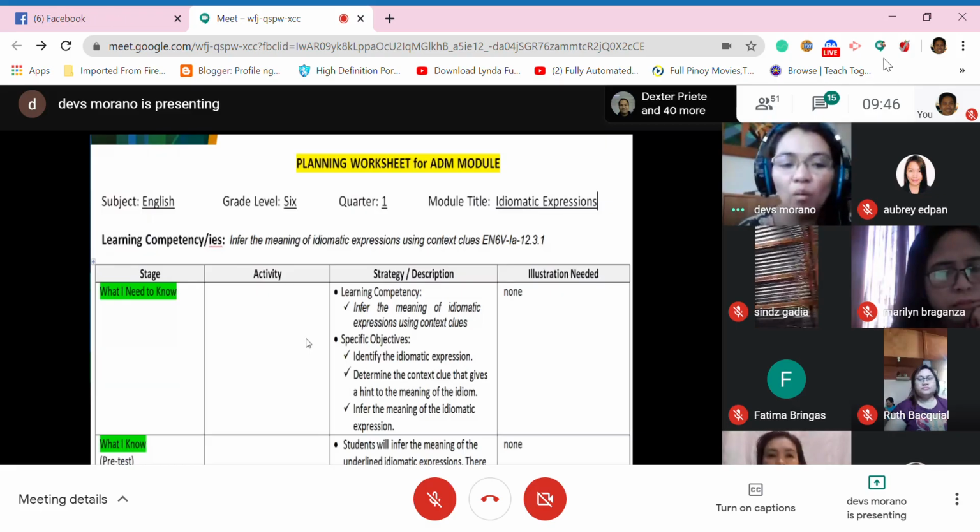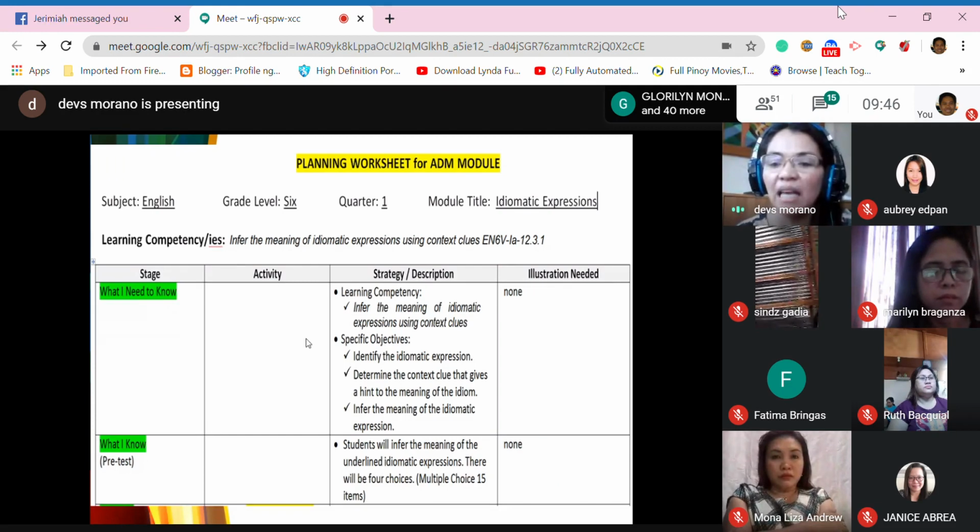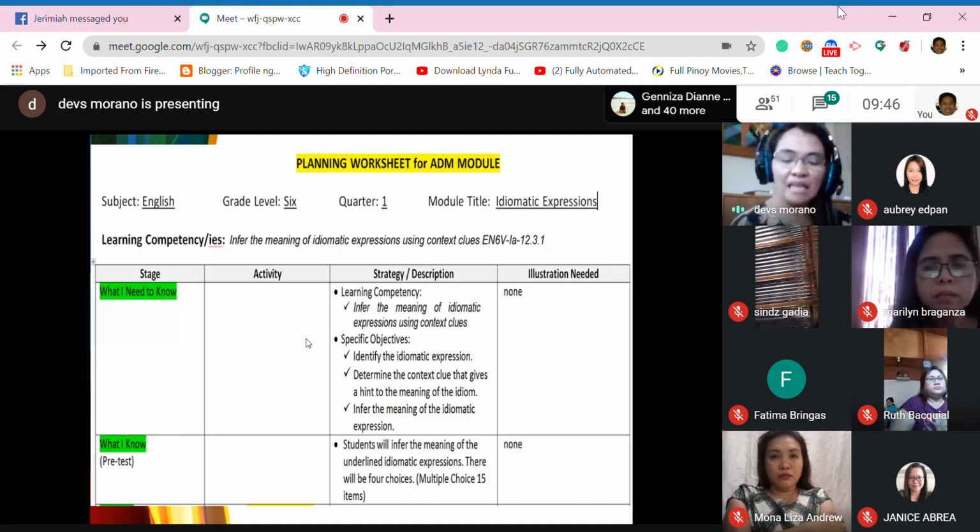Students will take what is known as a pretest, where they will infer the meaning of the underlying idiomatic expressions. There will be four choices, and it's multiple choice. I think this should only be 10 items because grade 6 is key stage 2. So the pretest should have 10 items.